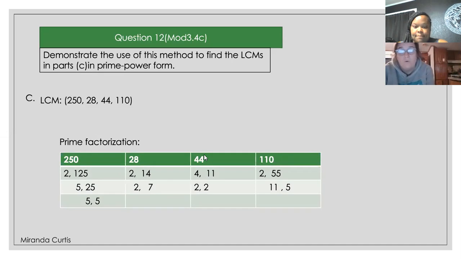Then we're going to move on over to 44. 4 times 11 is 44. And then 11 is the lowest. So we're going to come down. 2 times 2 is 4. Again, they're the lowest. And then we're going to move over to 110. 2 times 55. 55 can be reduced down to 11 times 5, and that's the lowest.